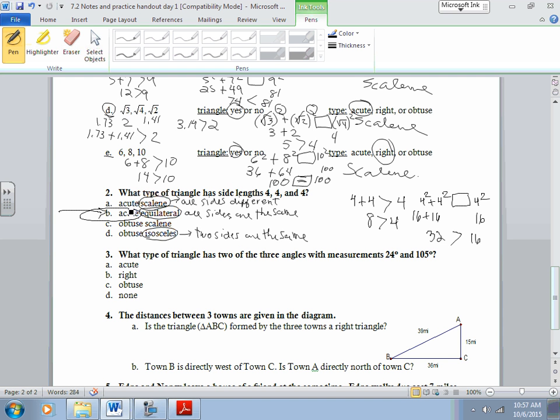Now here's what I want you to keep in mind. If all the sides are different, that also means all the angles are different. Those go together. Okay? So if all the sides are different, all angles are different. If all sides are the same, all angles are the same. Those go together, yeah? If all the sides are the same, in a triangle, all the angles have to be the same.